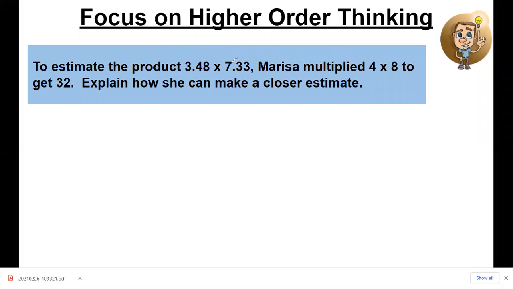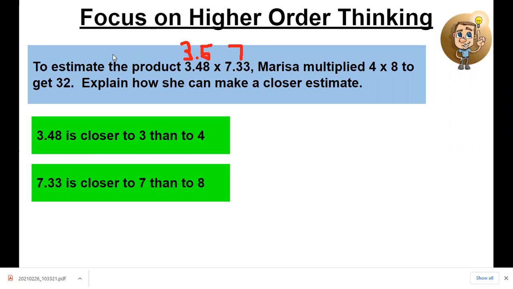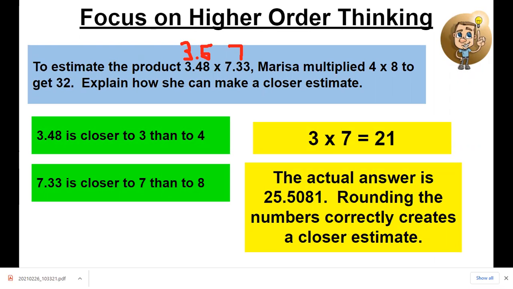Is 7.33 closer to 7 or closer to 8? It's closer to 7, isn't it? And 3.48 is very, very close to 3.5, right? So that would give us a better estimate. Let's see. So 3.48 is closer to 3 than to 4. We'll just say 3. And then 7.33 is closer to 7 than to 8. So 3 times 7 is 21. The actual answer is 25.5081. Rounding the numbers correctly creates a closer estimate.